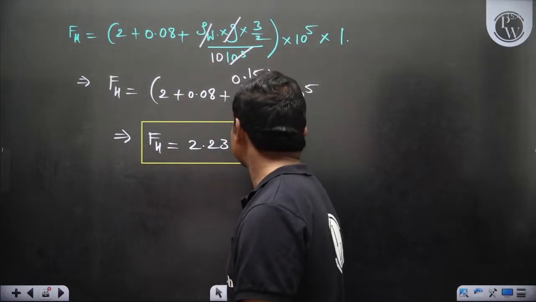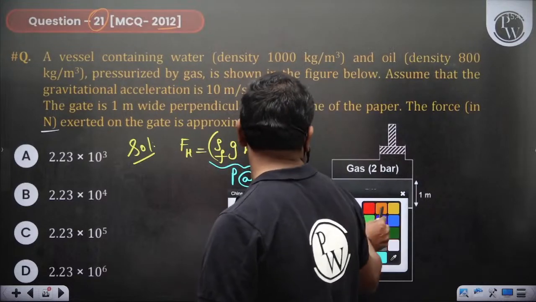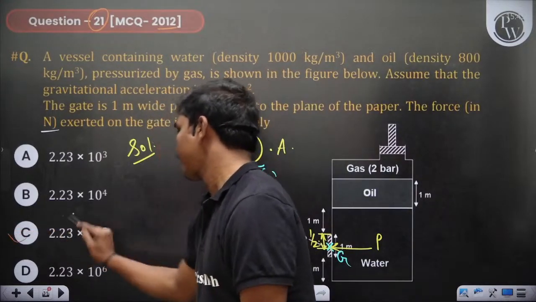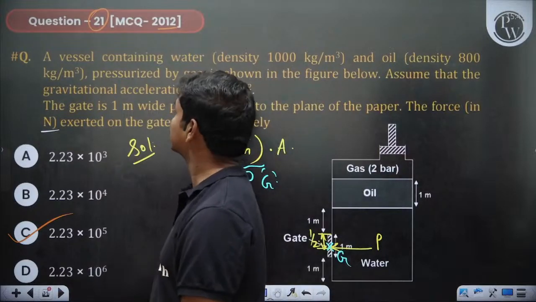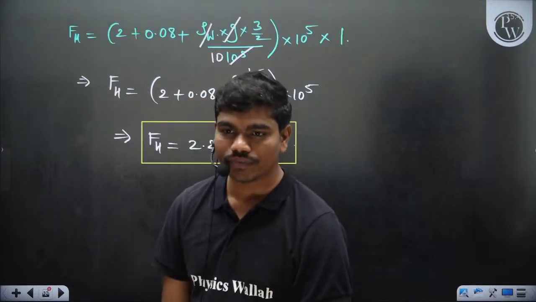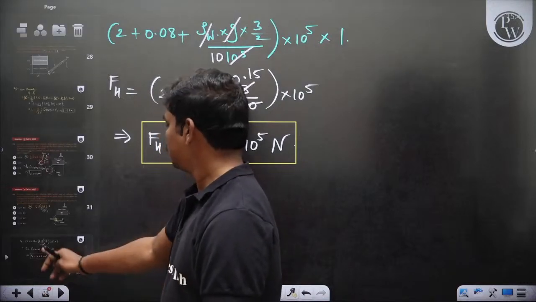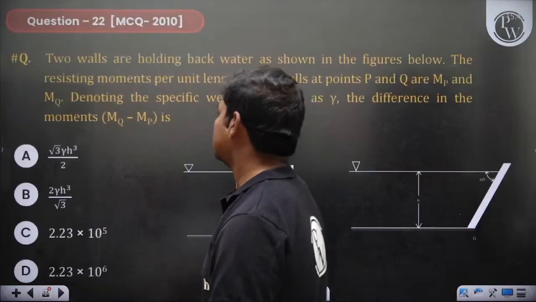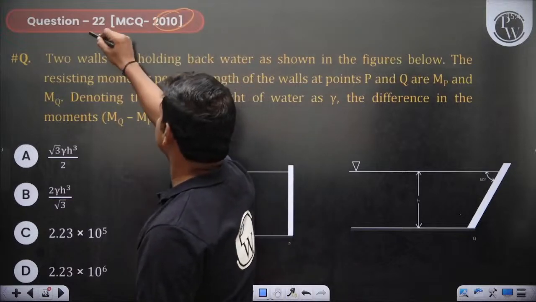Anyway, so this is 2.23 into 10 power 5. Is the answer there or not? It is there. Okay, so let's go to the next question. Some 21 questions we have solved. Good, in 1 hour 45 minutes. Let's see, 2010, when I was in 10th class at that time.